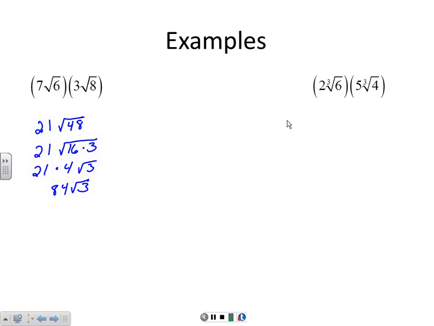Okay, so let's try the cubes. 2 times 5 is going to be 10. Cube root of 6 times cube root of 4 is going to be the cube root of 24. So this time, instead of thinking of a perfect square that will go into 24, we've got to think of a perfect cube. And the perfect cube that's going to go into 24 is going to be 8 times 3. So we'll have 10 times the cube root of 8 is 2, and times the cube root of 3. So 10 times 2 is going to be 20, cube root of 3.